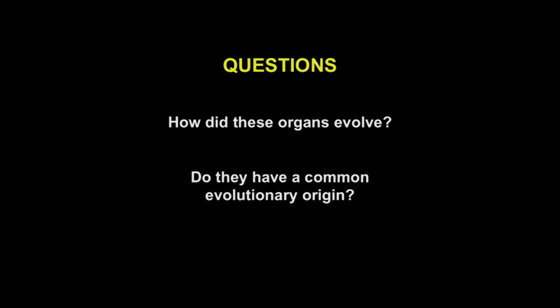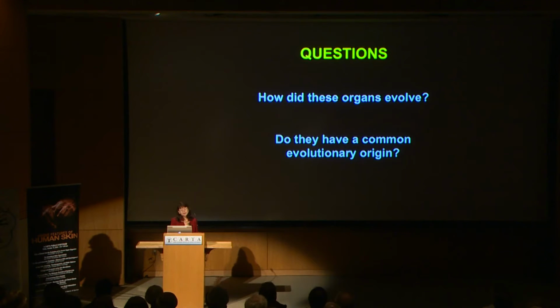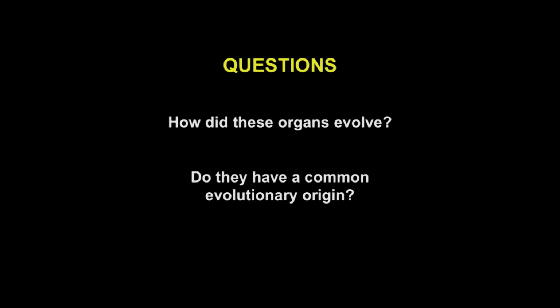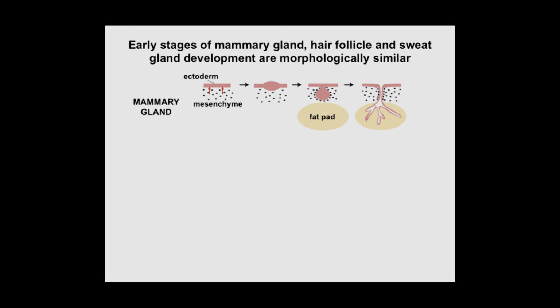For the most part, skin has not left us with a fossil record, and so this makes it very difficult to answer these types of evolutionary questions. So one approach to addressing these issues is to ask whether the development and genetics of these organs can give us some clues to their evolution. During embryonic development, it turns out that the very early stages in the formation of mammary glands, hair follicles, and sweat glands are morphologically very similar.